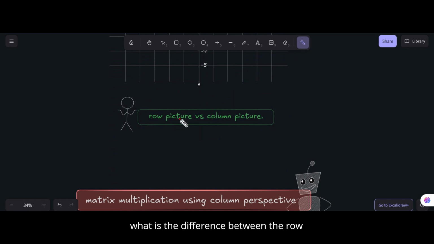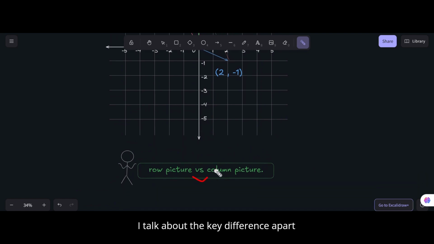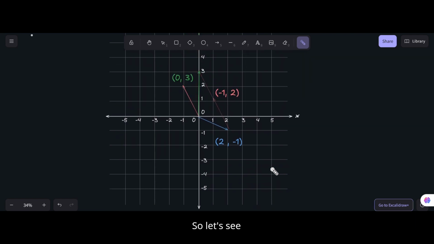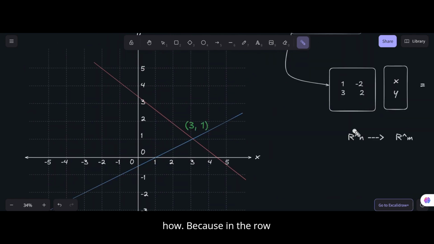Now what is the difference between the row picture and the column picture? If I talk about the key difference apart from all the points that we have studied so far, it is that the row picture lives in the input space, meanwhile the column picture lives in the output space. So let's see how. In the row picture you would realize that we are playing around with the components of the input vector, and I am drawing the space in accordance with the number of input variables. So that is why it lives in the input space.